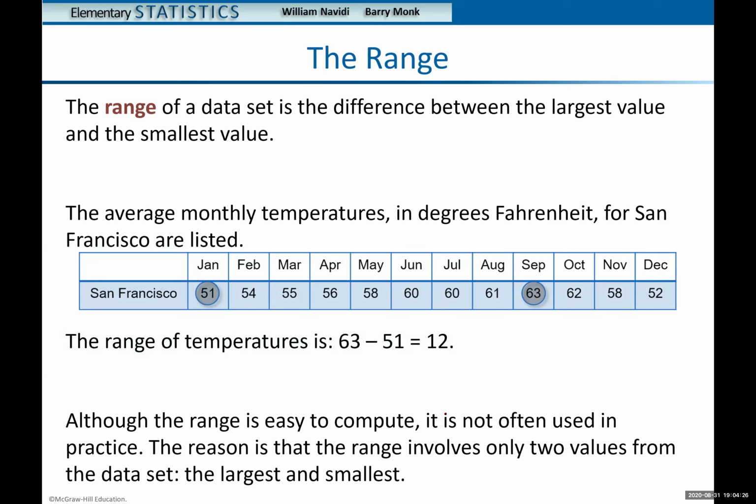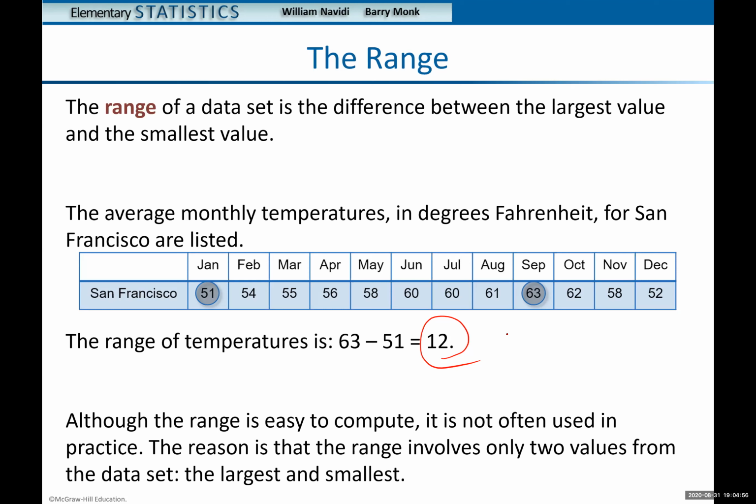Range is the easiest among all those formulas or statistical treatments that I mentioned. Range is the difference between the largest and the smallest value. So just like an example here, the average monthly temperatures for San Francisco are listed, and just look for the largest and the smallest value. So that is 63 and 51. 63 minus 51 is equal to 12. So that is the range.